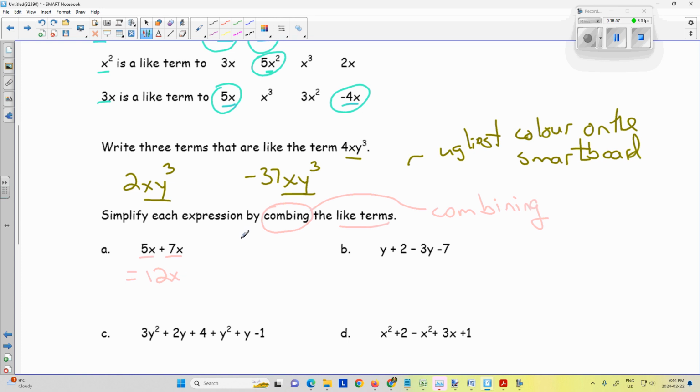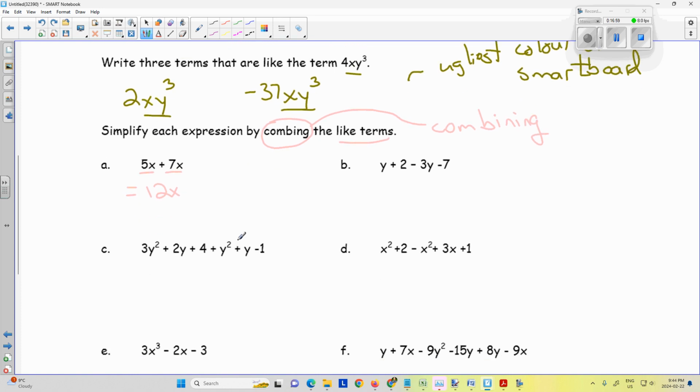If you are confident to go on with these, again, just pause the video and maybe check your answers. But make sure that you identify the terms and organize your like terms. So this is a really important part. This is, again, the way we as mathematicians agree to communicate.